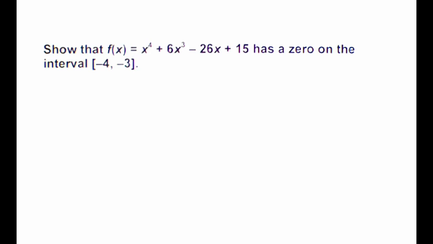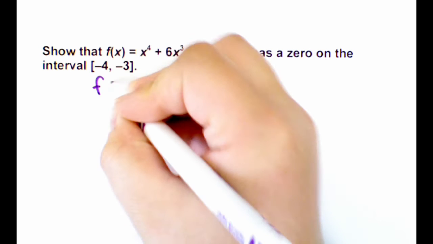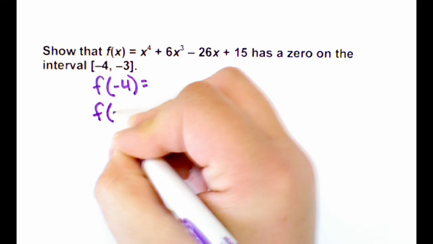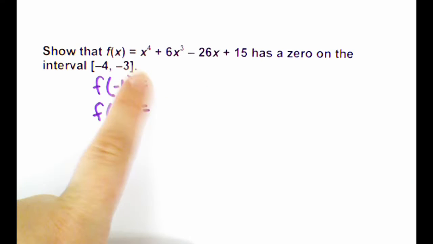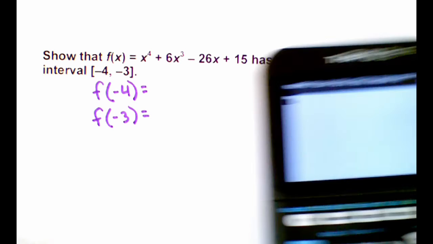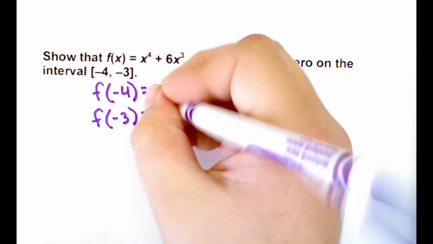So let's show that there must be a zero in this interval. To show that, we have a couple very simple steps. We will find f of negative 4, and we will find f of negative 3. Okay, those two values that are in that interval. And for this, I will grab my calculator. Make sure I can see everything. All right, I want negative 4 to the 4th power plus 6 times negative 4 to the 3rd power minus 26 times negative 4 plus 15. I got negative 9. All right.